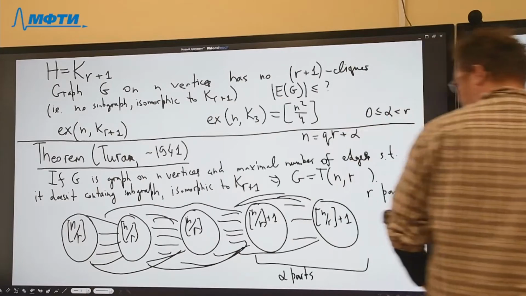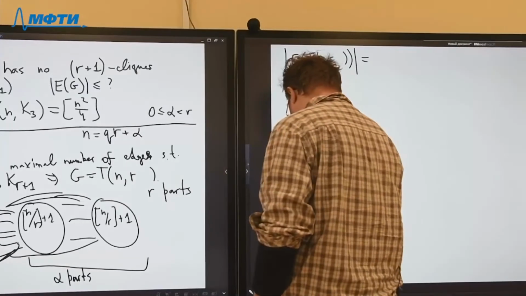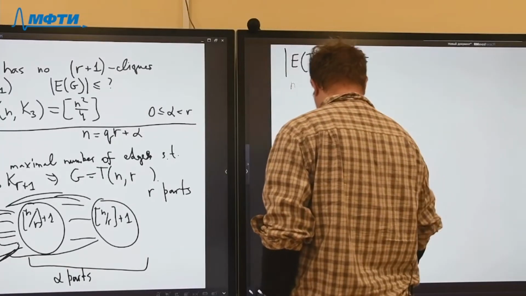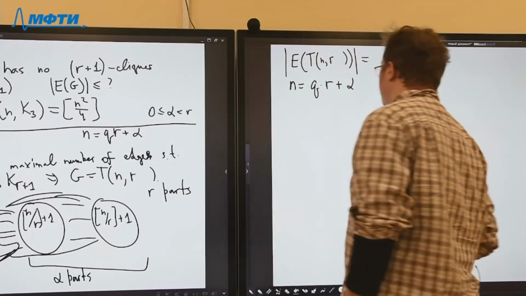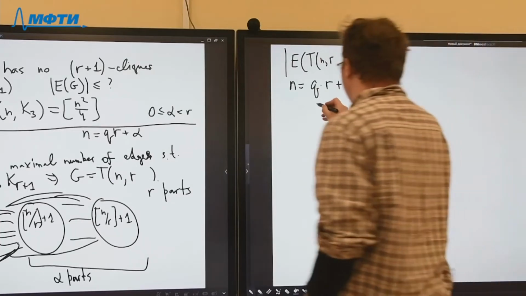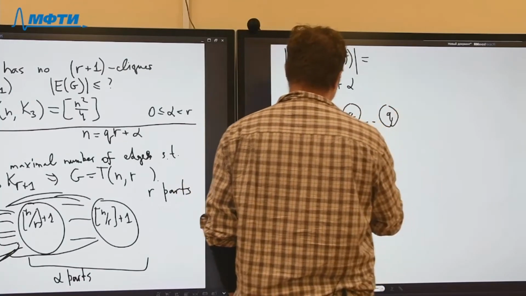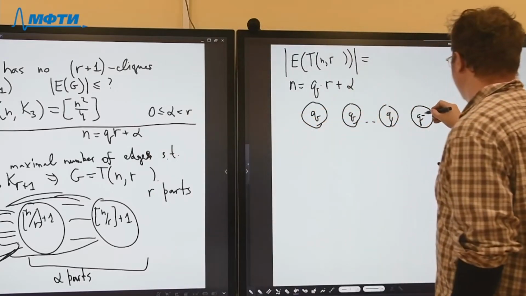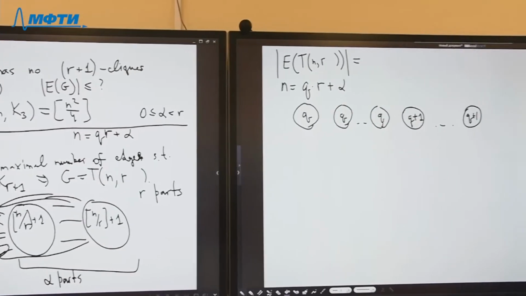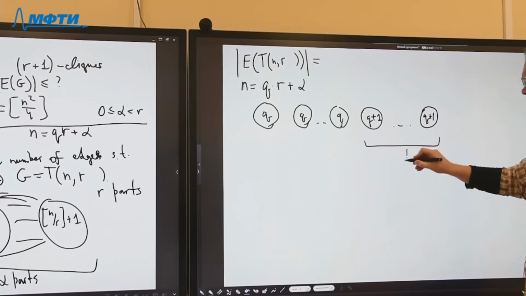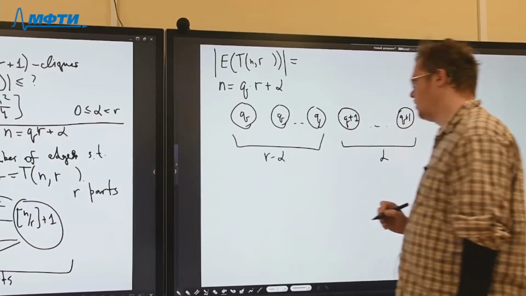Yes, so can we make the easy calculation? So if we denote it by n, so if we put n equal to qr plus alpha, it means that we have some parts that will have q vertices, some parts have q plus 1 vertices, and we have exactly alpha parts with q plus 1, and so q will have r minus alpha parts.